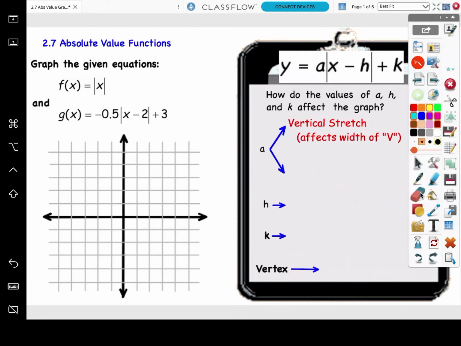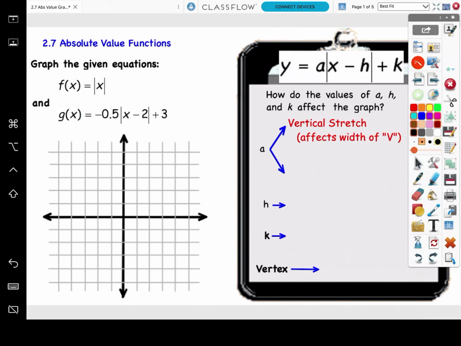In that exploration activity that you did after the quiz, you should have discovered some patterns with absolute value equations and transformations, just to make it a little bit easier to graph so we don't have to make tables all the time. So let's review what I hope you learned in that activity.